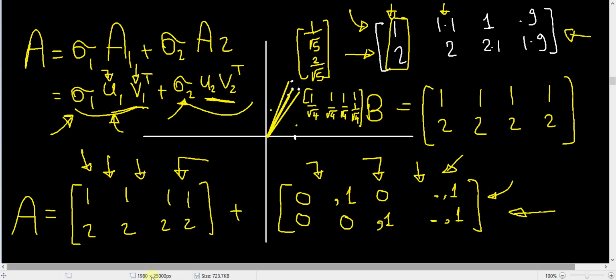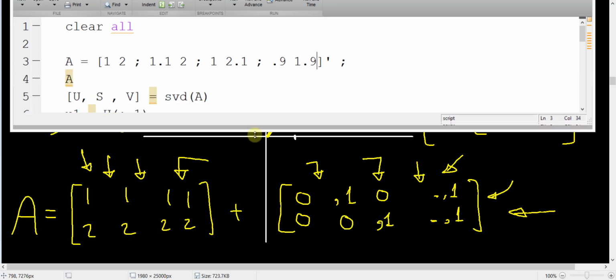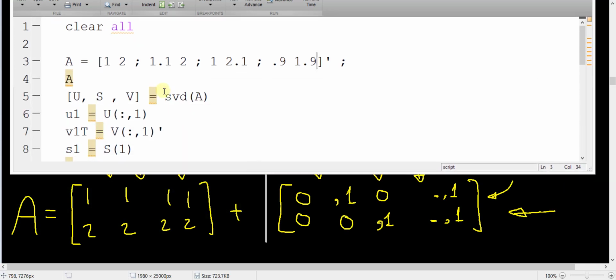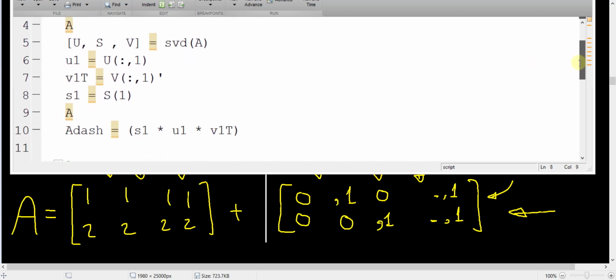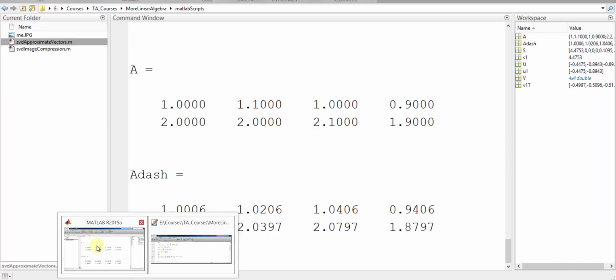Here I wrote this code. In this code I have this same matrix A. Then I am getting the singular value decomposition, getting the first left singular vector and the first right singular vector, and also the first singular value, and then constructing this A dash, which is equal to sigma 1 u1 v1 transpose. So let's see the result. Let's run this and go to our console.